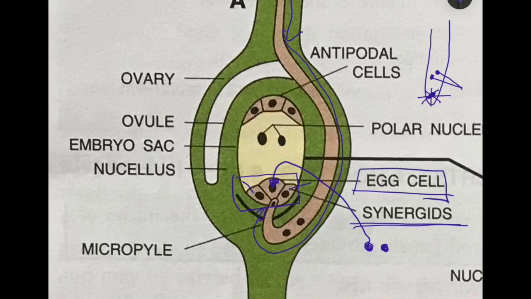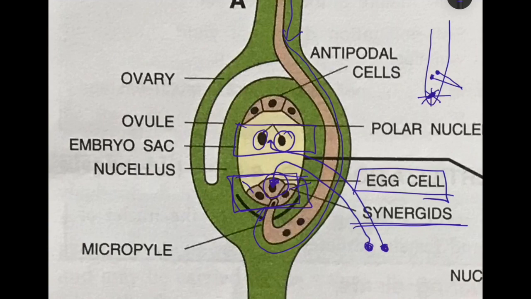And the other sperm nucleus moves towards the 2 polar nuclei at the center and fuses with them. Thus, 1, 2, and 3 nuclei fuse together, which is known as triple fusion. Altogether, 2 fertilizations have occurred, 1 here and 1 at the center. So it is known as double fertilization.